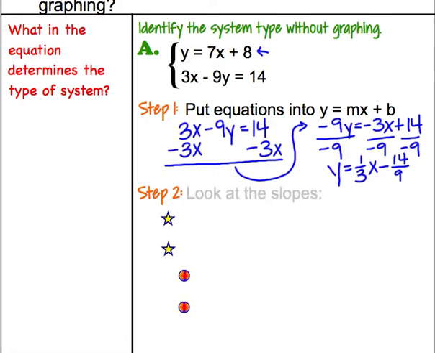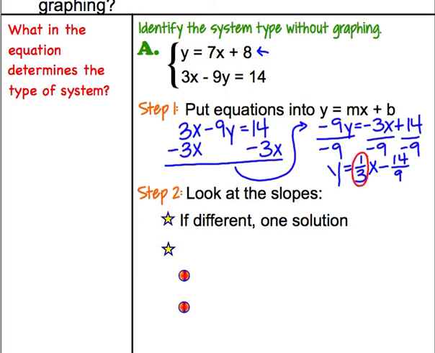Step 2 is going to be to look at the slopes. If the slopes are different, then we have one solution. Well, I see here that I have a slope in my second equation of 1/3 and a slope in my first equation of 7. They are different. That means they have one solution, which in our case is going to be independent and consistent.